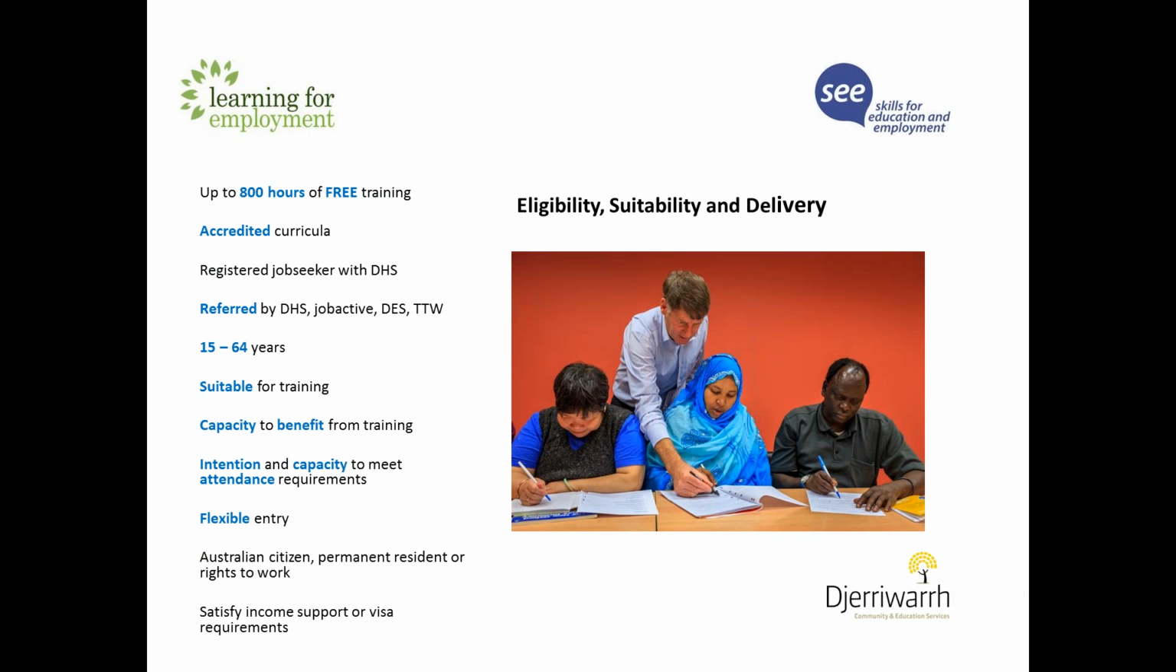So we don't work out client eligibility. The referring agency does, or Centrelink, and so once students are referred, we go ahead and do that PTA assessment.